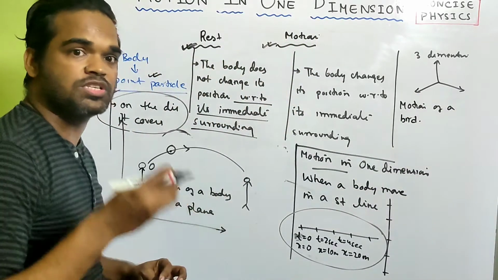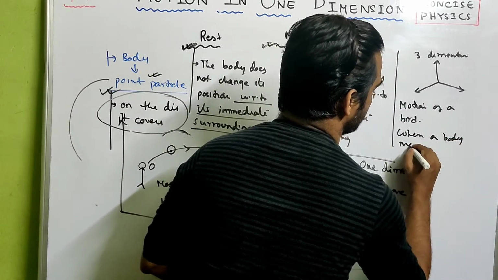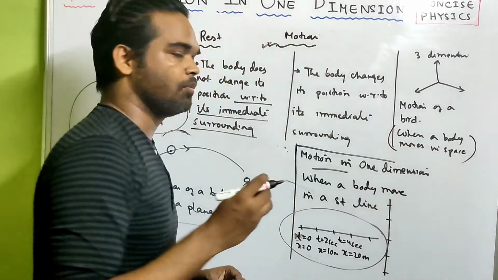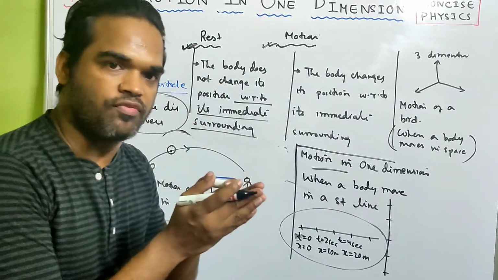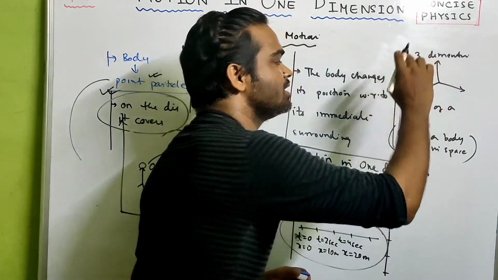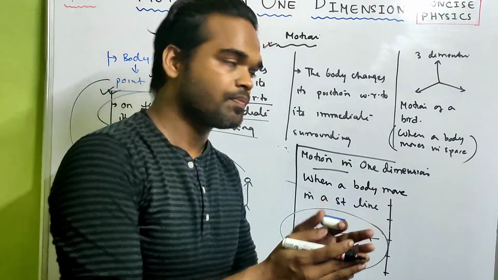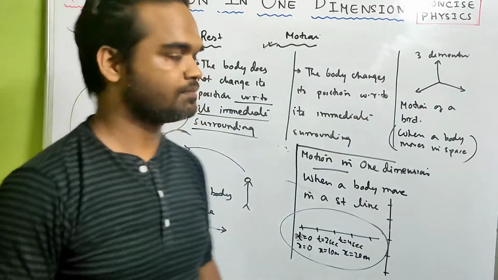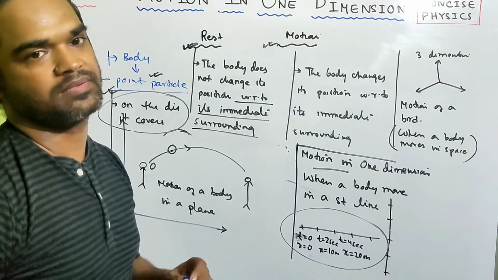When a body moves in space, then we say that the motion is 3-dimensional, because the position of the body can be represented with the help of x, y and z axis. You need 3 axes to represent the motion. That is your motion in 3 dimension. Okay. Now look at distance and displacement.